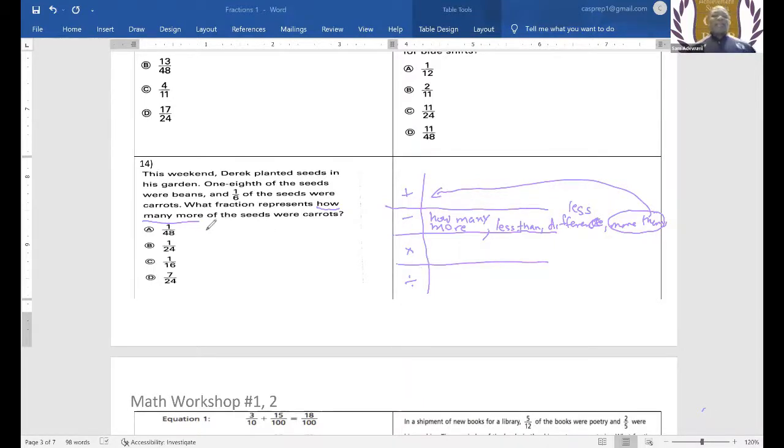All right. So we have 1/6, coming back to this 1/6 minus 1/8, because we said earlier, we know that 1/6 is larger. And even the question, what fraction represents how many more of the seeds were carrots? So we know the carrots are larger, so we're going to subtract the fraction of the beans from the fraction of the carrots. Just going to do this quickly. Lowest common multiple of 6 and 8 is again 24. So this will be 8 over 24 minus 6 over 24.